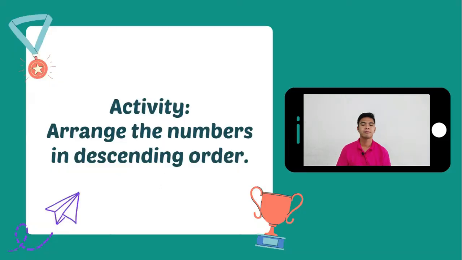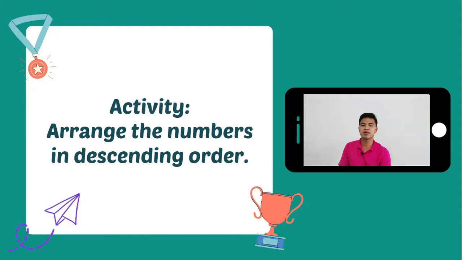Okay. So now we're going to have another activity. Here we're going to arrange the numbers in descending order. Okay? A while ago, what we did was to arrange the numbers in ascending order, or from the smallest to the biggest. But now we're going to arrange the numbers from the biggest to the smallest, and we call it descending order.